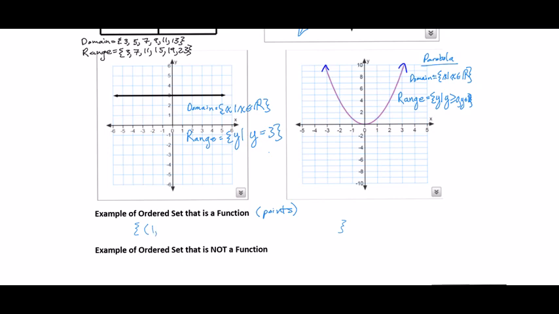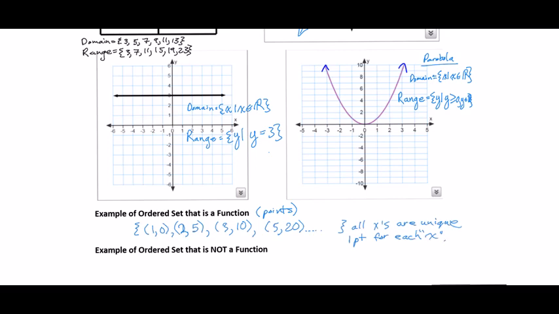So let's go 1, 0. There's my first point. Next point, 2, 5. The next one could be 3, 10. The next ordered point could be 5, 20. And it could go on forever as long as all of the X's are unique. There's exactly 1 point for each X.